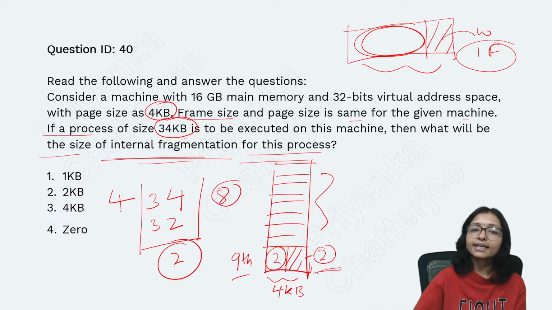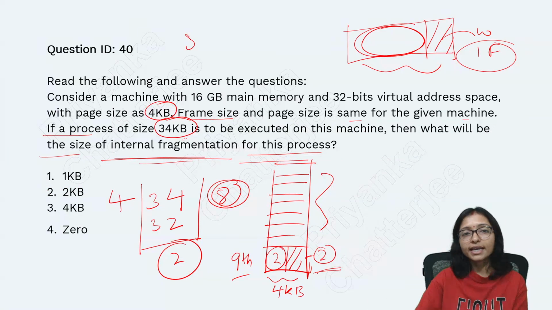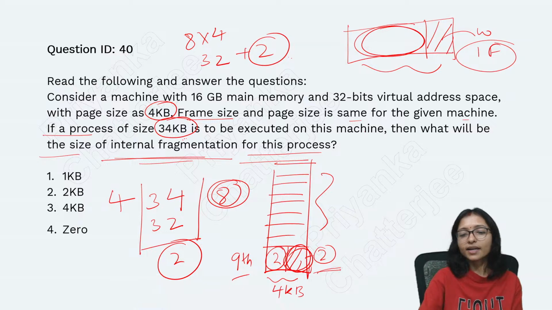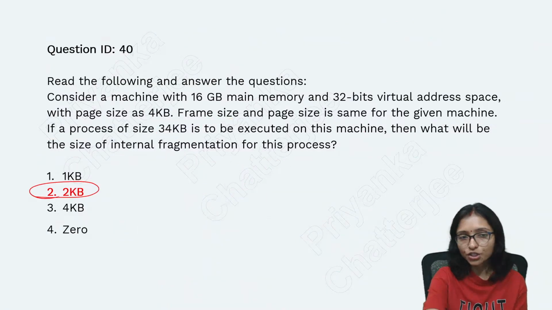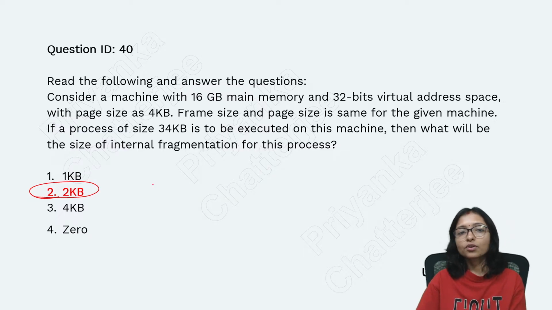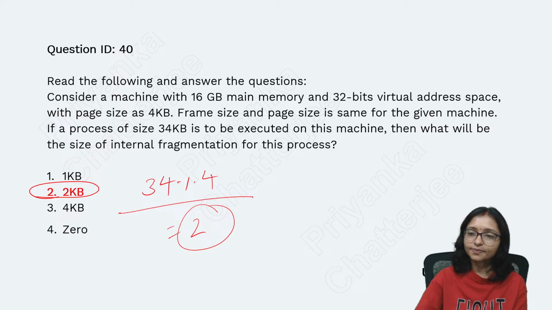Previously all 8 pages are full, because 8 multiplied by 4 is 32. After that 2 extra remains, so that's why it is your internal fragmentation. You can also do a direct mod operation. If you do the mod operation, you get 2. So 2 is your answer. Clear?